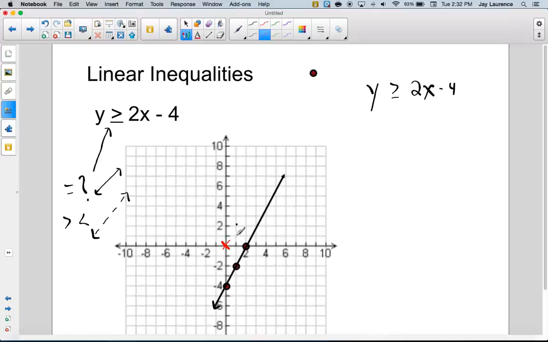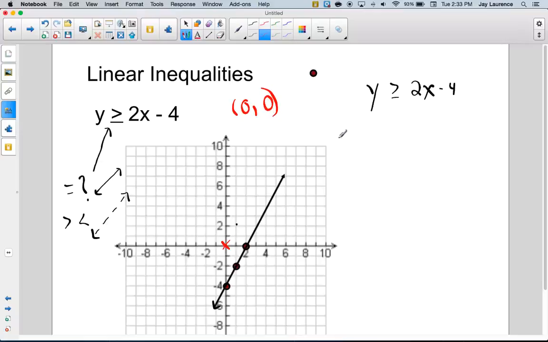If my line were going through the origin, I would pick a point like (1, 0) or (0, 5) or something like that where the math would become very easy. So my test point is going to be (0, 0). I'm going to plug (0, 0) into this inequality. If I get a true statement, I will shade the side of the line that the test point is on.